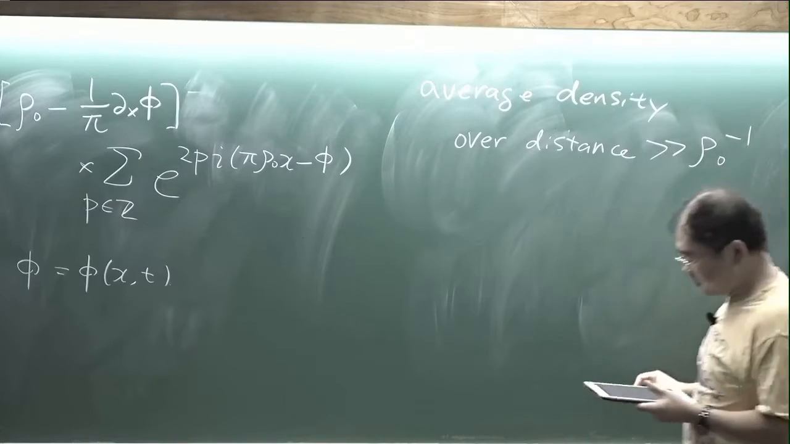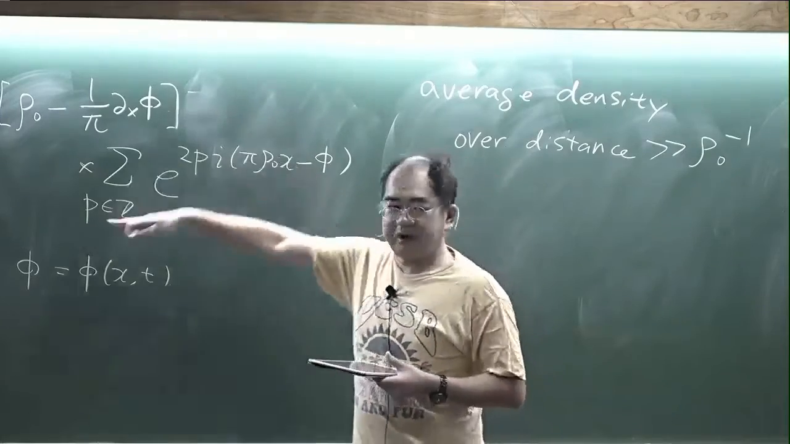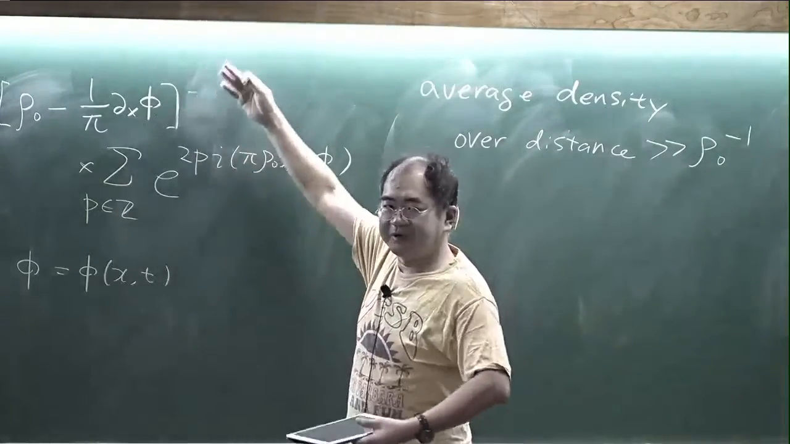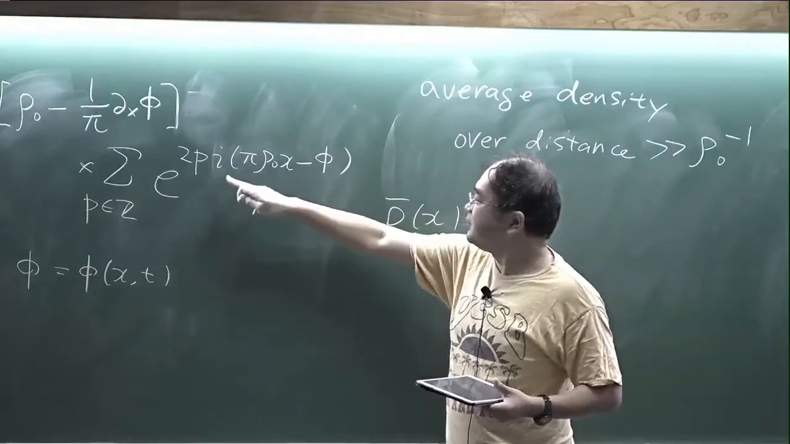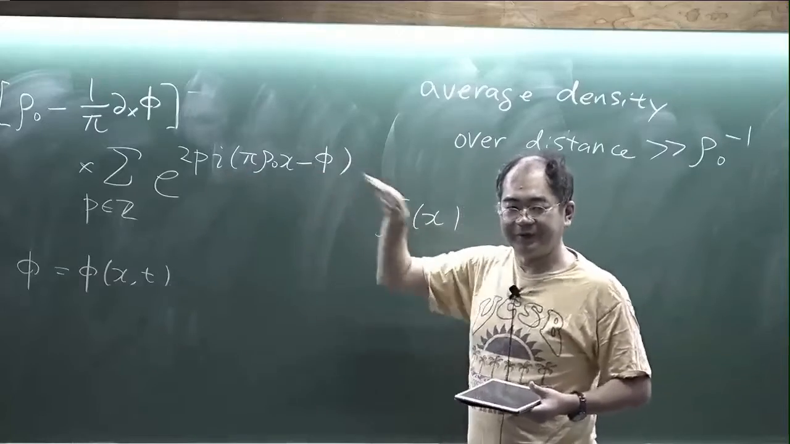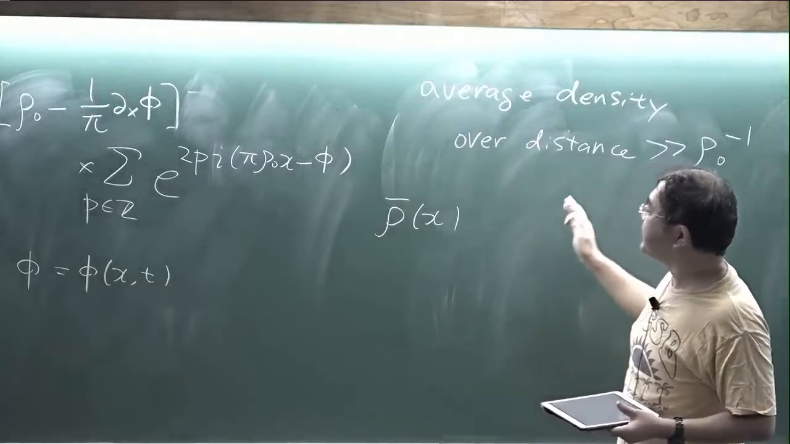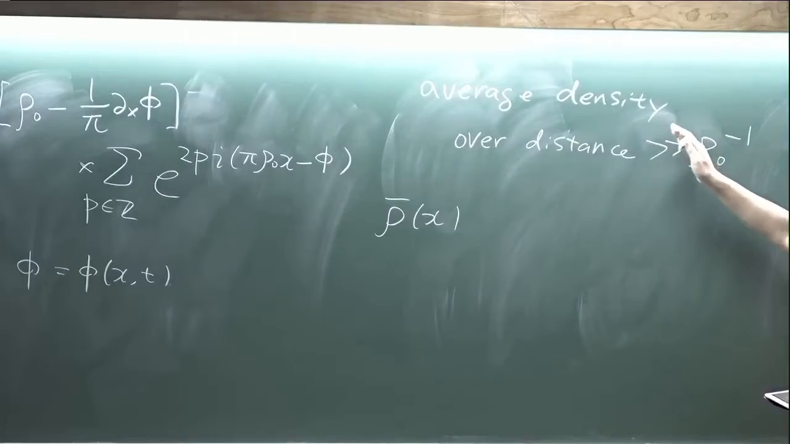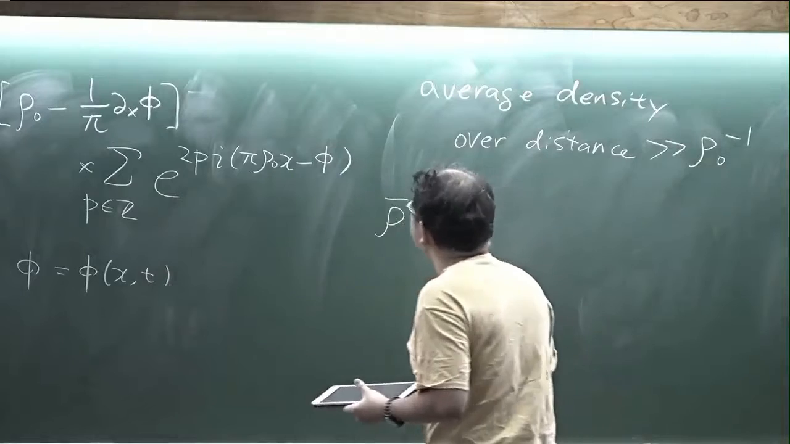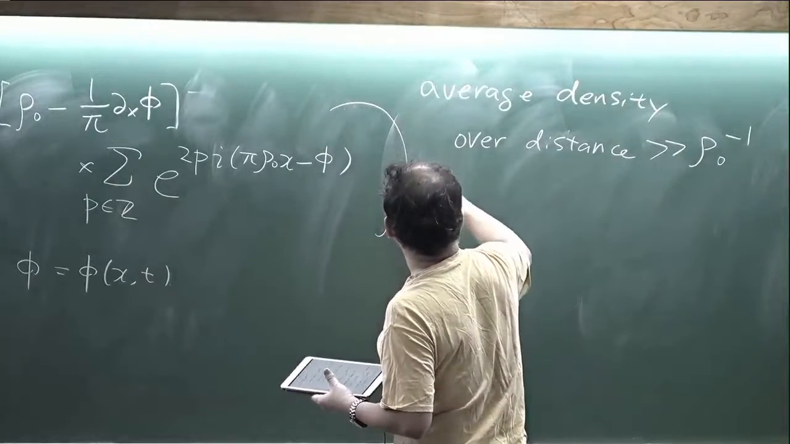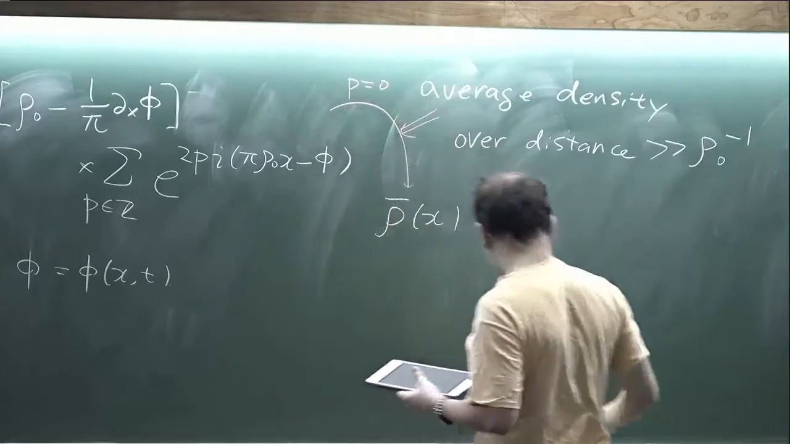Then if you consider such an average density, you can take an integral over certain lengths. Most of these terms are oscillating because of this e to 2 pi x. So that's oscillating, so if you integrate, they vanish. The only term which contributes to this average density is p equals 0. So if you do this, only the p equals 0 term survives.